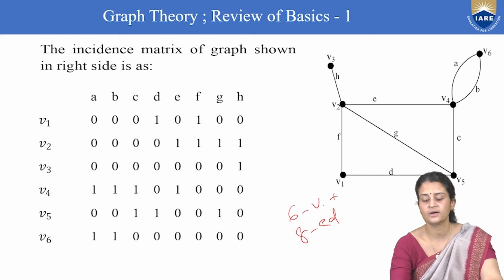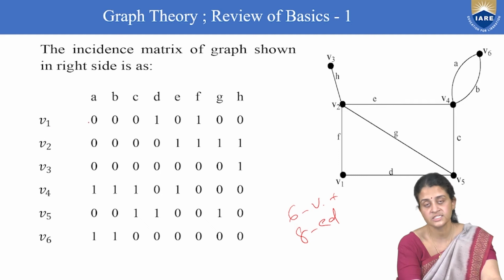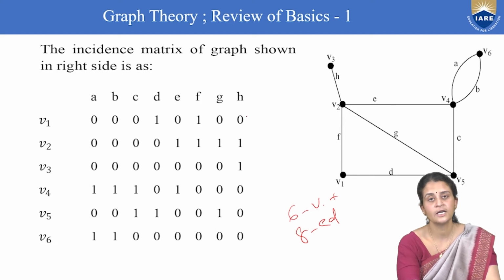And how are the entries? Look at this vertex V1. Which edges are incident with this V1? D and F. We name the rows with the vertices and columns with the edges. For the first row, first column, is edge A incident on the vertex V1? No. So we have to put 0 here. Similarly B, C, but D is incident with this vertex V1, so we are putting 1 over here. And this F is incident with V1, so we are putting 1. Other things are 0 here.